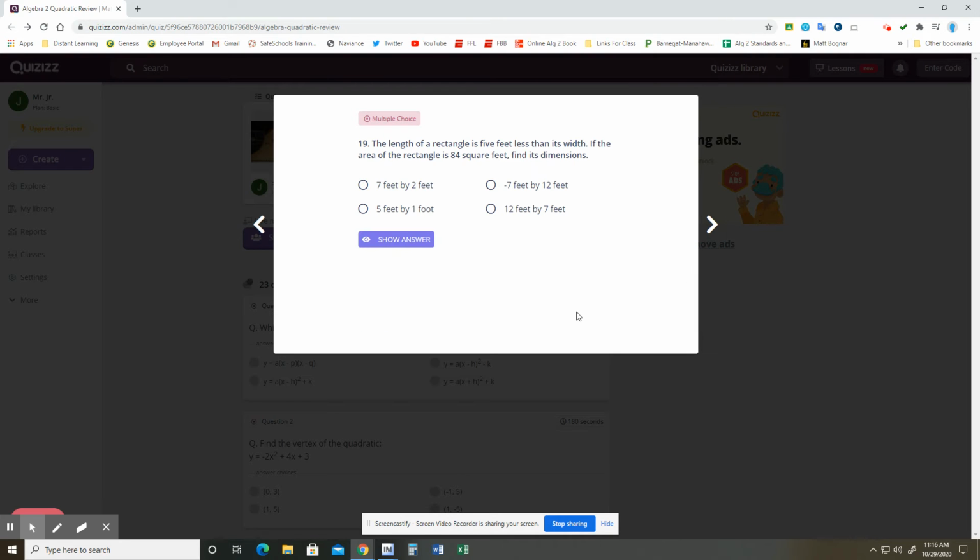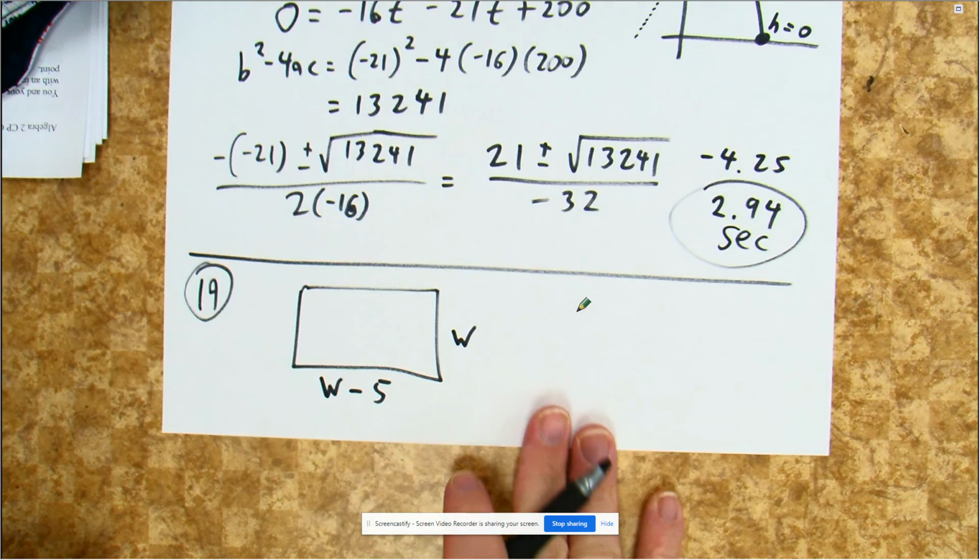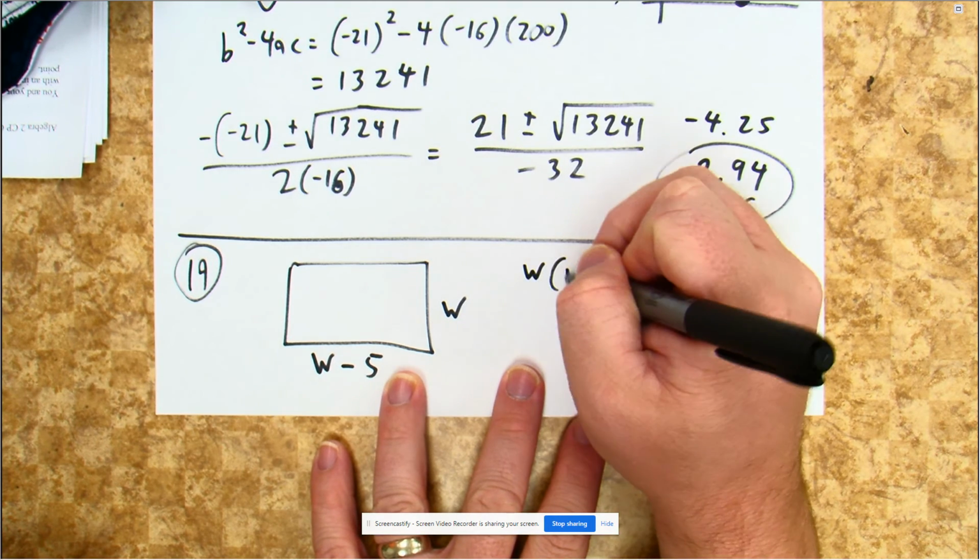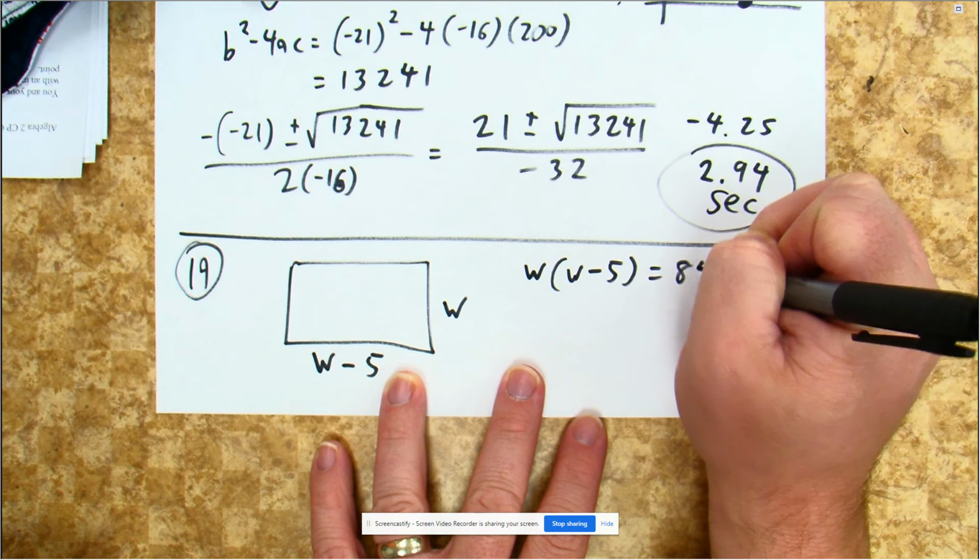Number 19. The length of a rectangle is 5 feet less than its width. If the rectangle's area is 84, find the dimensions. Okay. I'm pretty confident that I can eliminate that negative answer. You can't have negative length or negative feet in this thing. So let me just draw a little rectangle and then see how I'm going to label it. The length is 5 feet less than the width, and the area is 84. Okay, I got that. Length times width is equal to 84. That's the setup.